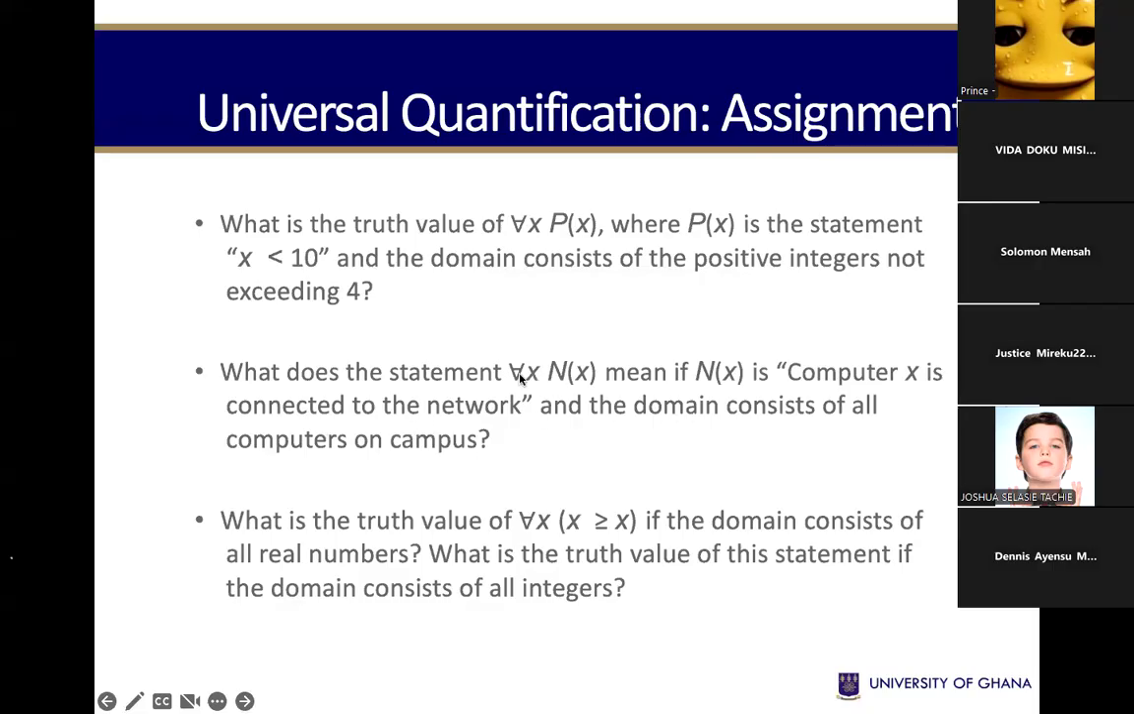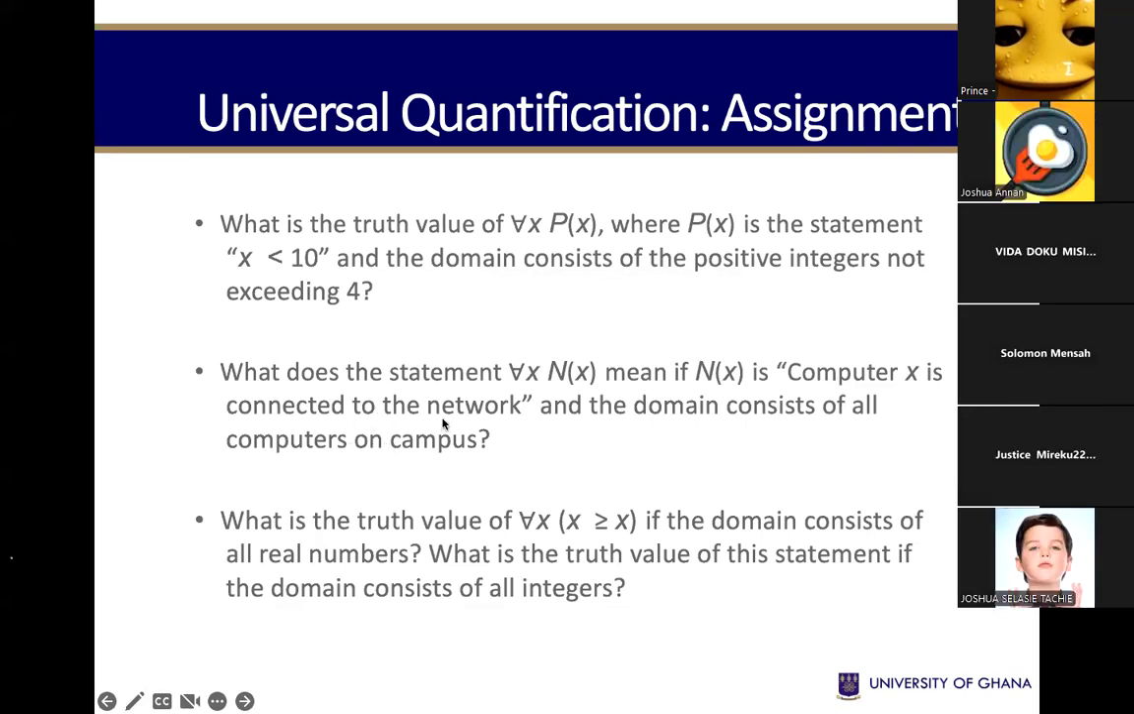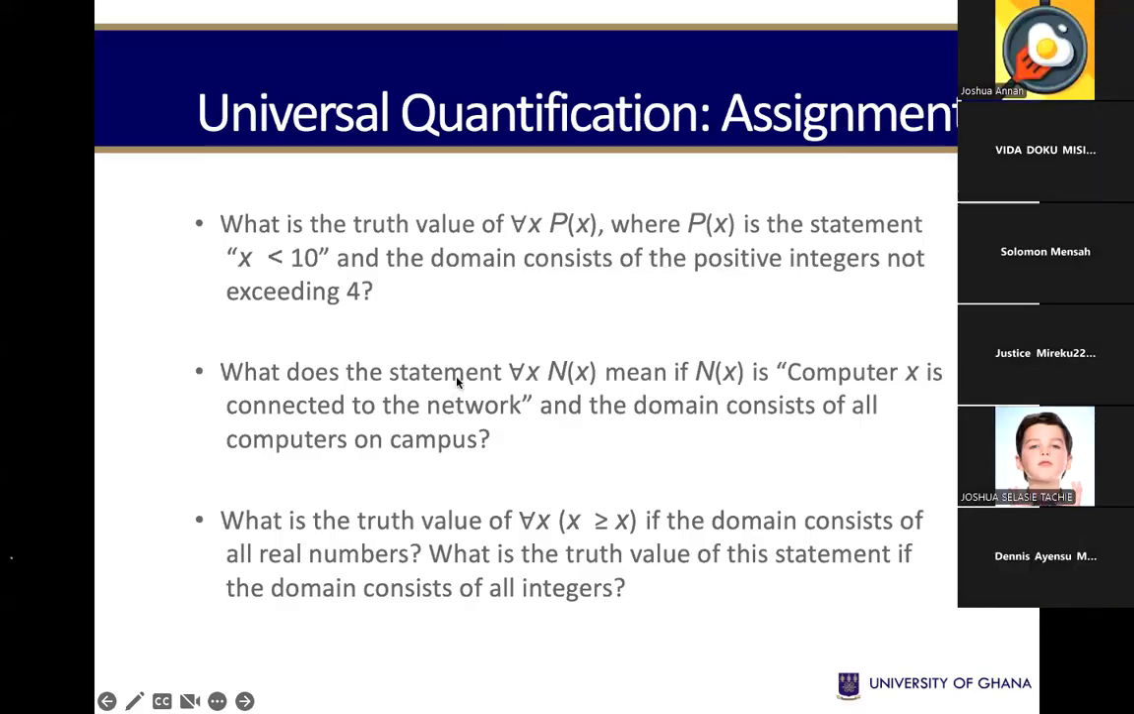Another way you can say it, remember the ∀x, this means that for all, or we can use every. So you can also say that every computer x on campus is connected to the network. Every means all. Are we good? So that's what the statement means. This one is not asking you to find a truth value. It just asks you to explain the statement ∀x N(x).